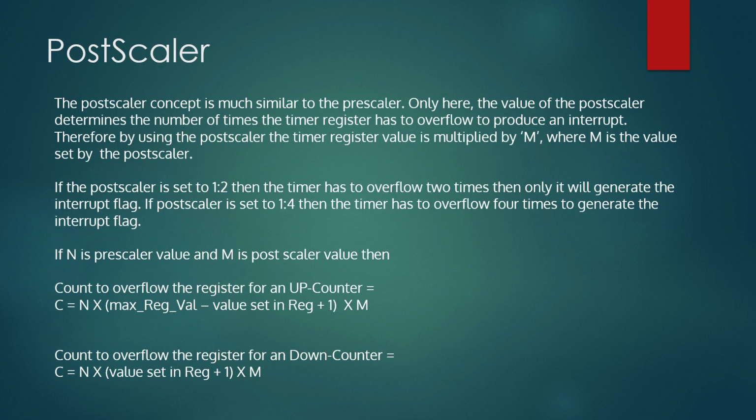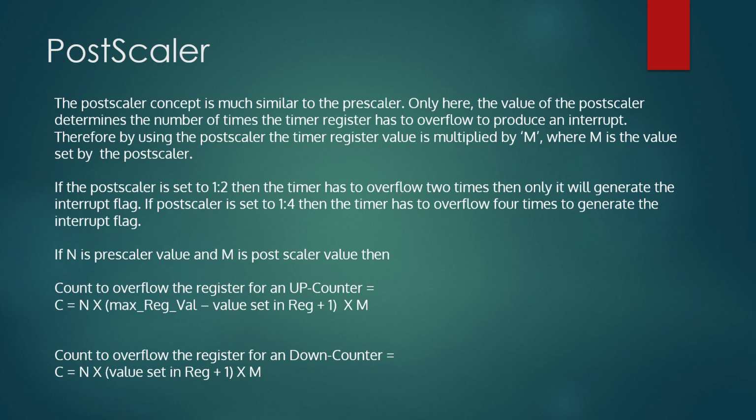Now there is a postscaler. The postscaler is also the same as the prescaler. It is also a divider, but it is a post divider. Whenever the timer overflows, the interrupt happens. But the postscaler controls that. The postscaler says, no, not for only one overflow will I give you the interrupt. It can be 2, it can be 4.